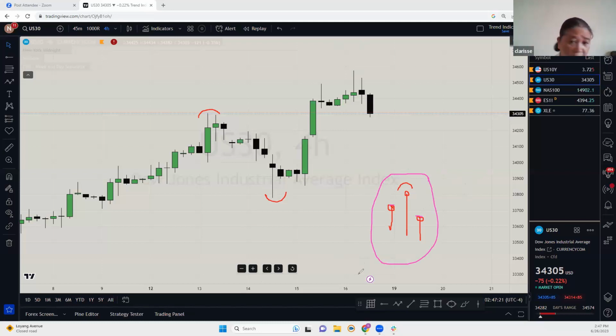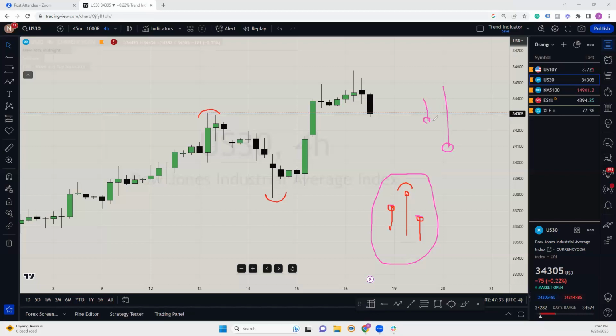A swing low is the opposite. You have a candle that has a low. On the left, you have a candle that has a higher low. On the right, you have a candle that has a higher low. Okay, that's a swing low.